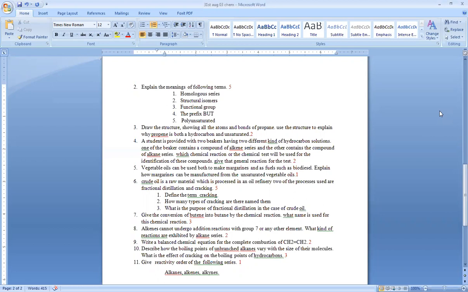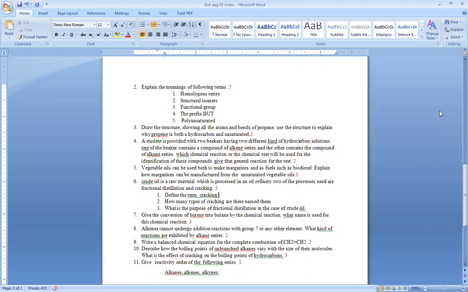Now the seventh question is: give the conversion of butene into butane by the chemical reaction, and what name is used for this chemical reaction? You have been using the chemical properties term for studying the chemical reactions in the case of alkenes as well as in the case of alkynes. So in this reaction you are talking about addition reaction. Butene has to be converted into butane. We just have to write down the chemical reaction and also tell what the name of the reaction will be.